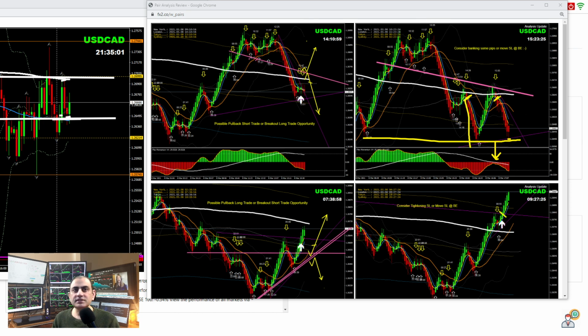So you can see here we had a bank profit, being an intraday bank from here to here, from top to bottom. So we had a beautiful pips on dollar CAD.